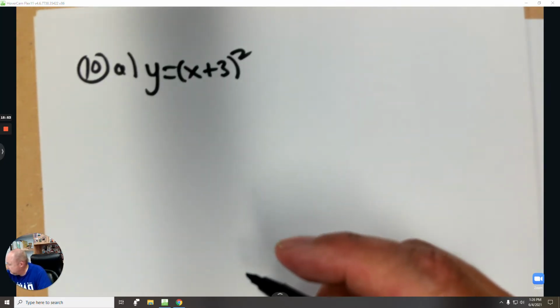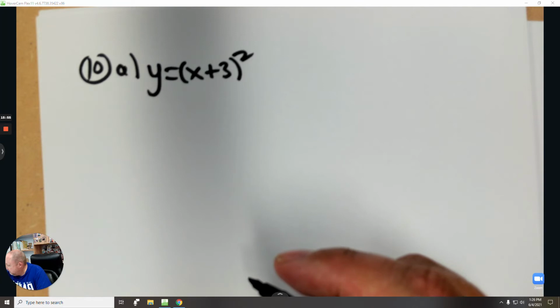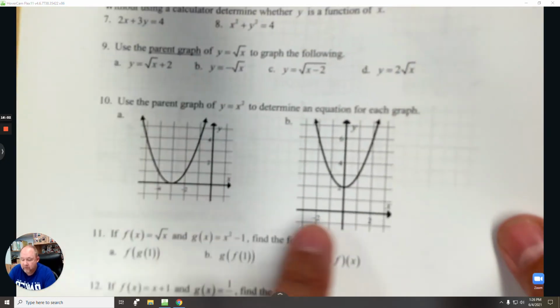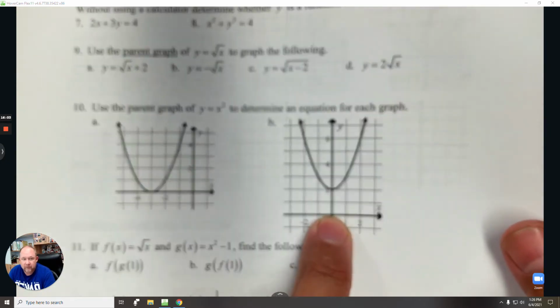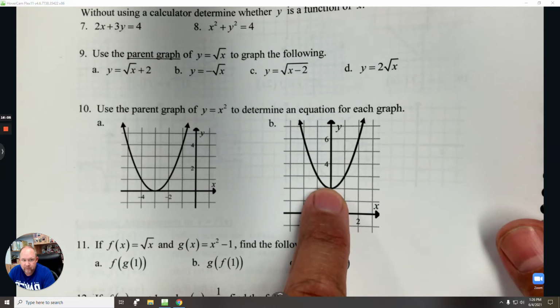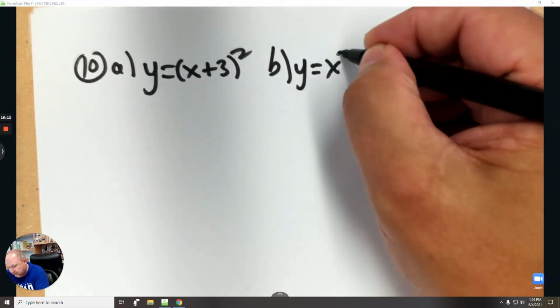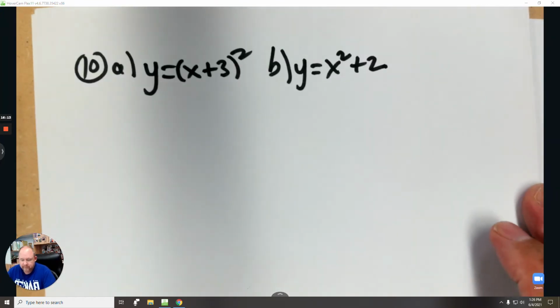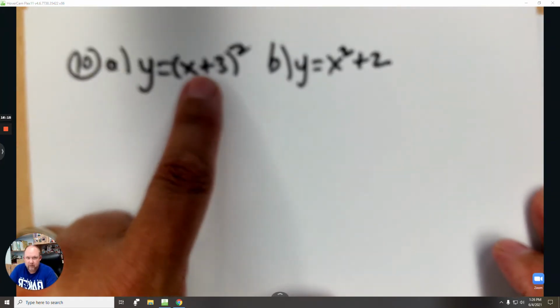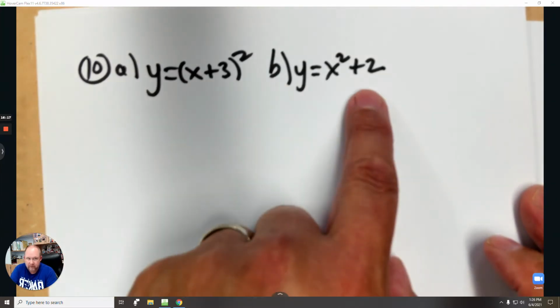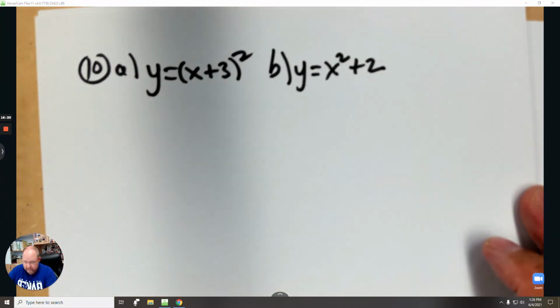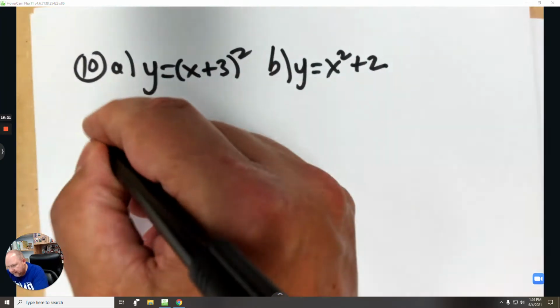If I look at part B, look at the vertex. Instead of at 0, 0, it's been shifted up 2, and the shape hasn't changed. So that's the only thing. So for B, if it's been shifted up 2, it's x squared plus 2. So see the difference when it goes to the left compared to when it just goes up. So the parentheses matter.